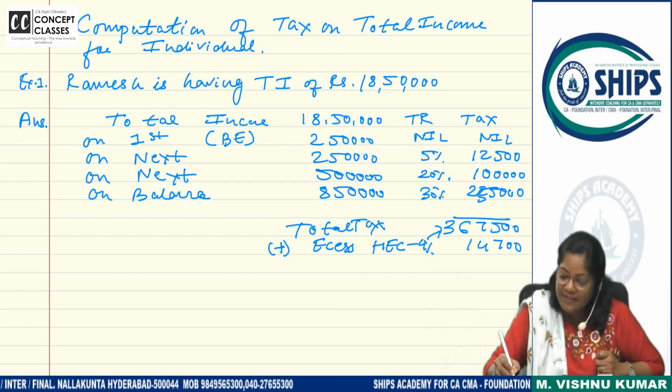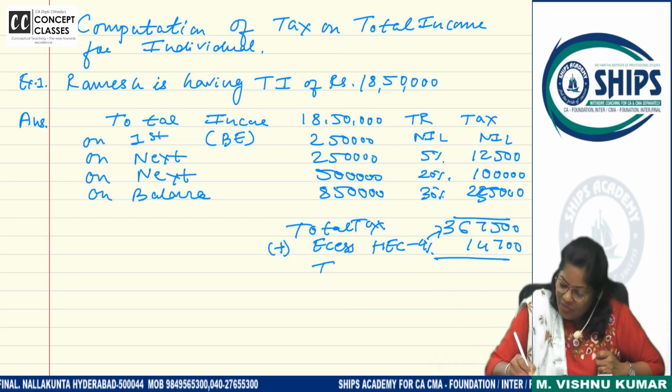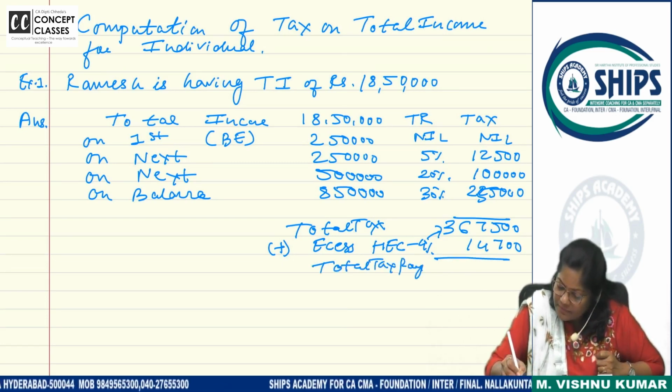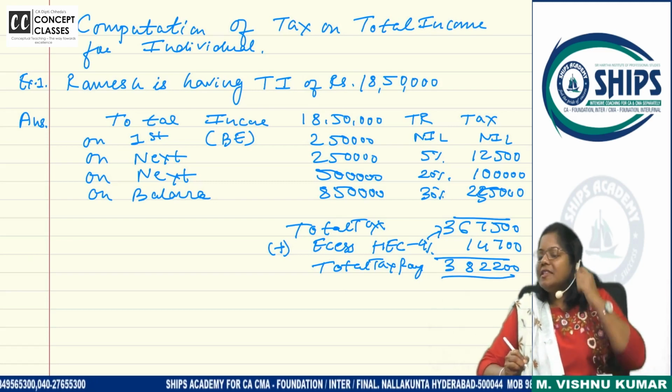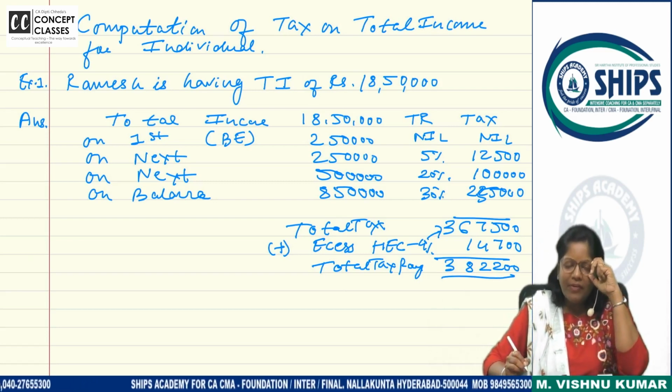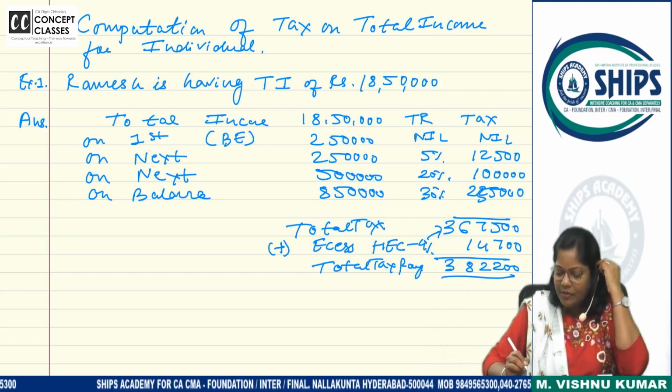700. Done. What is your final tax payable? 82. This final tax is to be rounded off. I'll tell you the rounding concept. Right now this is the first problem.